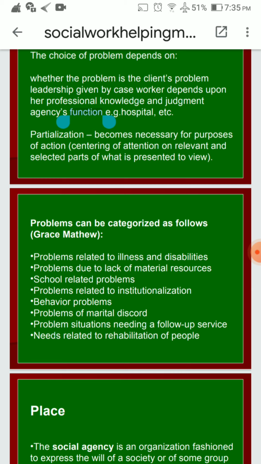Another, problems due to lack of material resources. Correct. Say for example, they have their different barangays, and they didn't have a multi-purpose building in order to have a meeting. So, that's one of the problems of the society as well as the client.